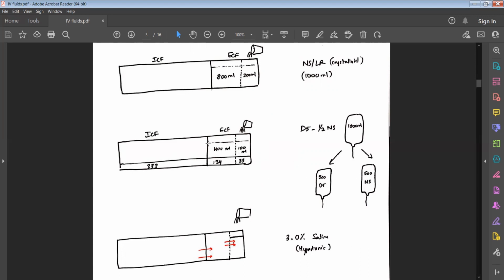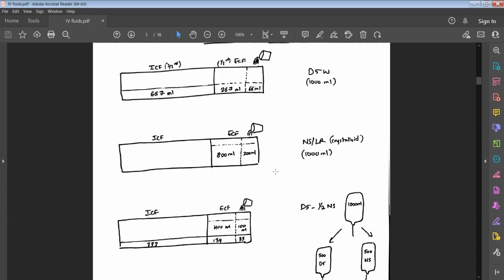Whereas the normal saline is going to distribute itself only between the interstitial and the intravascular compartment, which means 400 ml goes to the interstitial and 100 ml to the intravascular. Hypertonic saline, on the other hand, is going to pull the fluid towards the intravascular compartment. That includes from the intracellular fluid to the interstitial, and from the interstitial to the intravascular. So this is how the fluids travel.